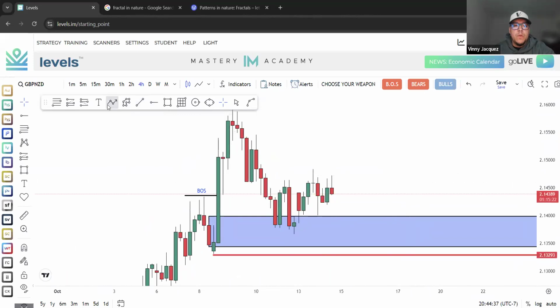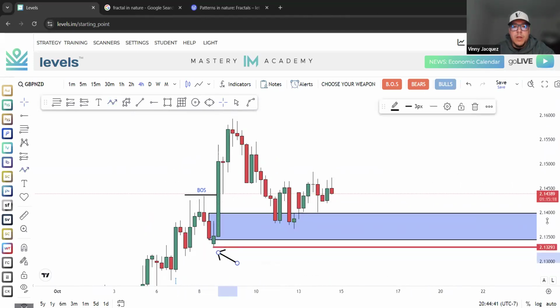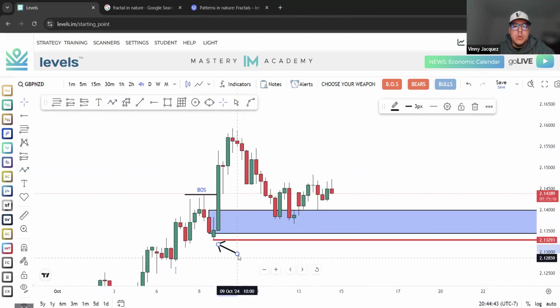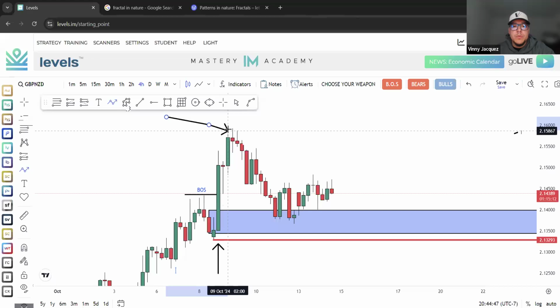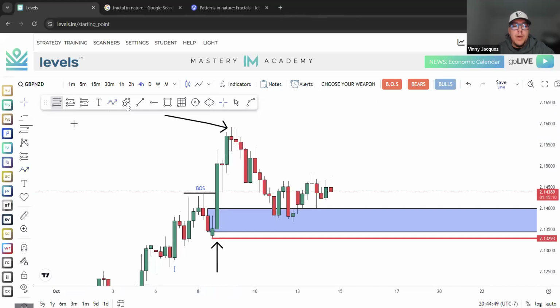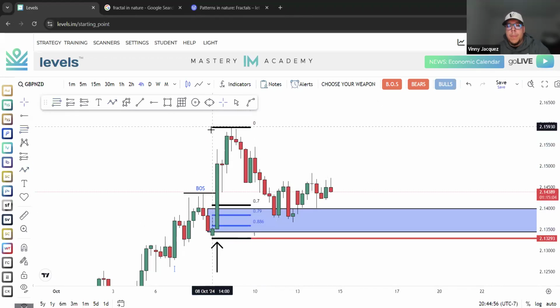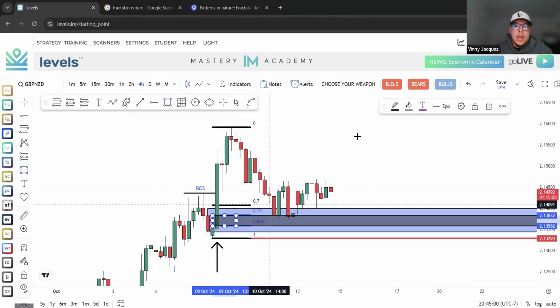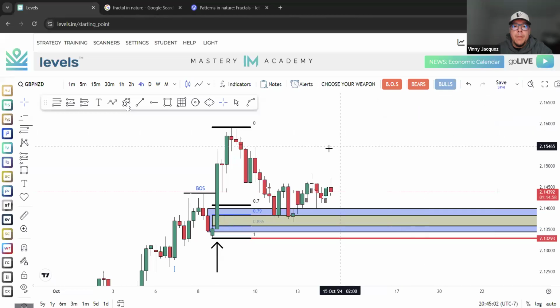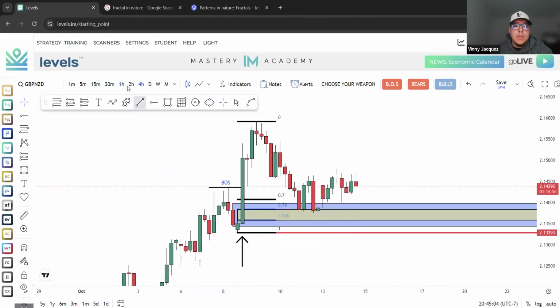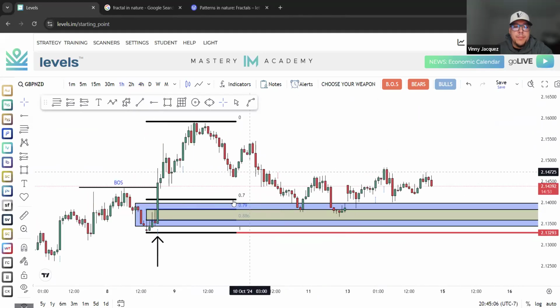So where's the start of the move? The start of the move happened right here. Where's the end of the move? Where does market start to make that U-turn and come back for us? That happens right here. So let's go ahead and pull the fib out from the start of the move to the end of the move. Boom. Now let's go ahead and put the 886 right there. Awesome. Now let's go ahead and drop down a time frame.